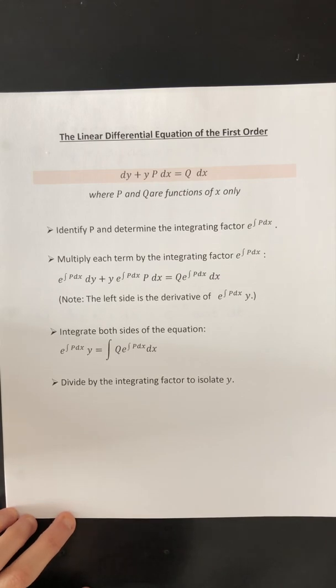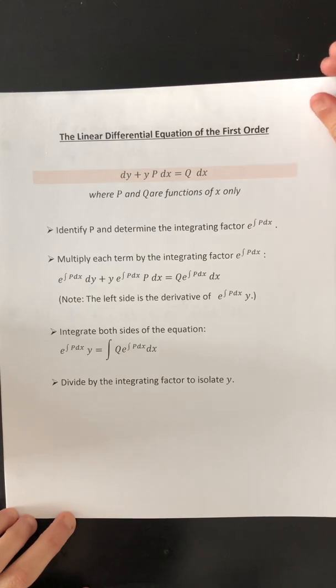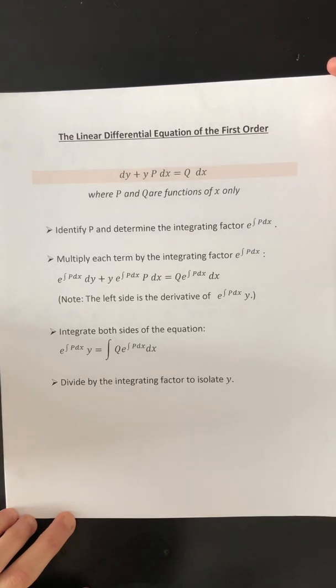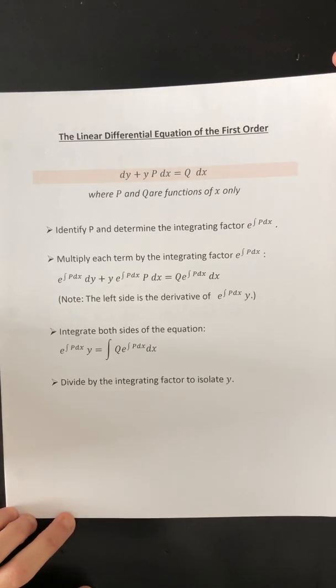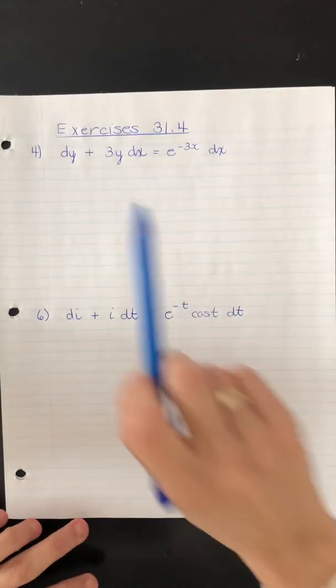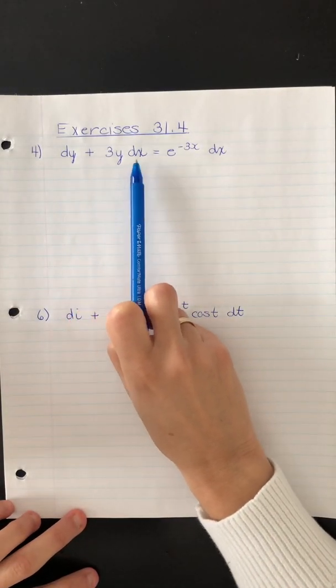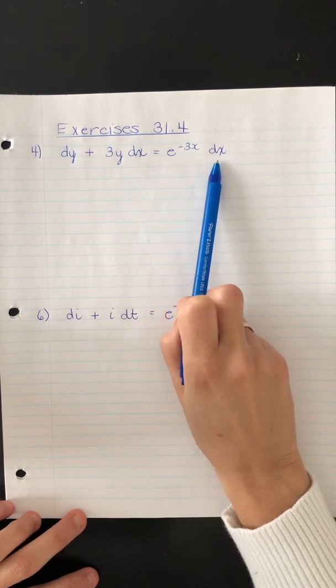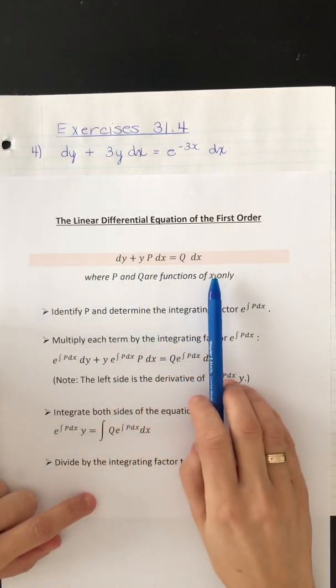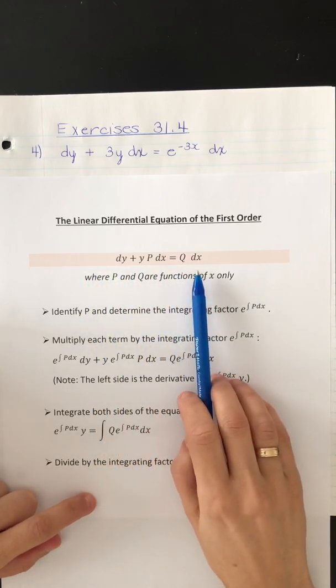So I'm going to do 4 with you in this first video, and then there will be a second video as well. Okay, so I'm going to take the questions from your textbook from exercises 31.4, and I've selected some that we'll do together. Okay, so the first one we're going to do is problem 4. Okay, so you can see it's here. dy plus 3y dx is e to the negative 3x dx. So the very first thing we have to do is compare it to this equation here.